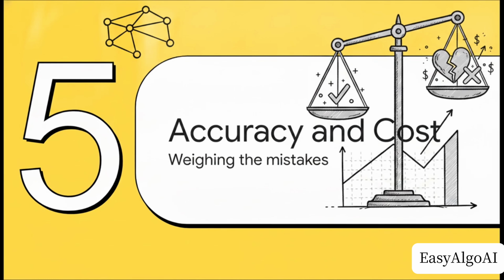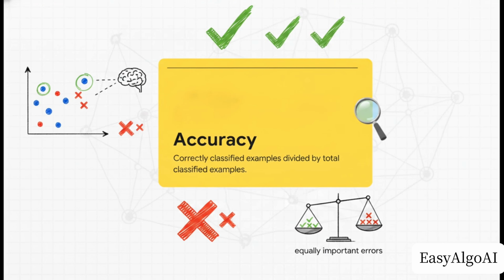Let's head into section 5, accuracy and cost. So, accuracy. It is probably the most straightforward metric we have. It's just the number of correctly classified examples divided by the total number of examples. Simple, right? Well, it works perfectly, but only if making an error across all your different classes is equally important. And as we know, in the real world, that's rarely the case.